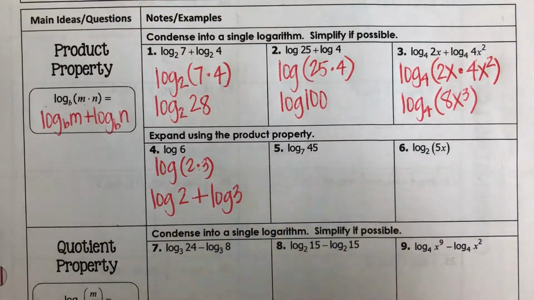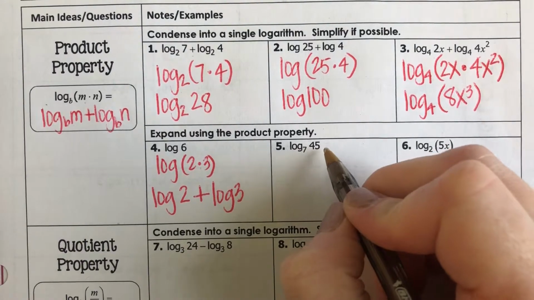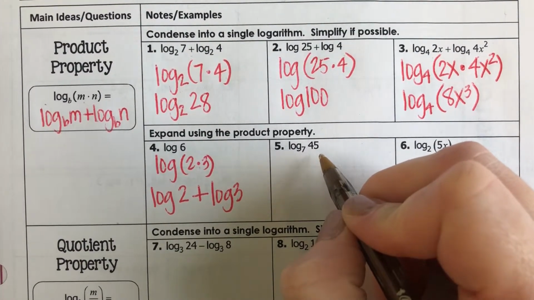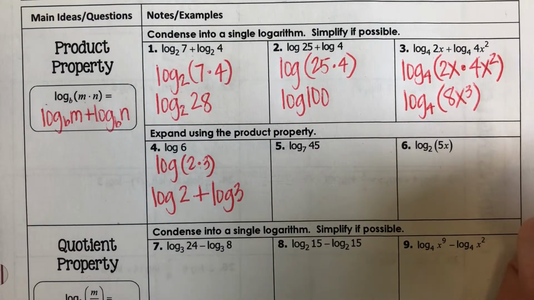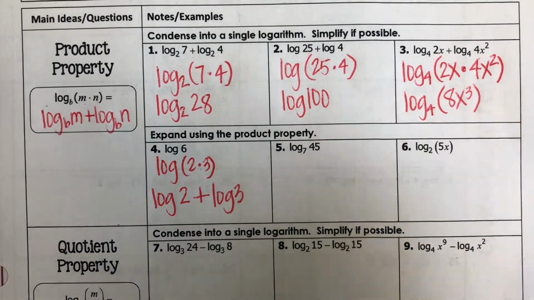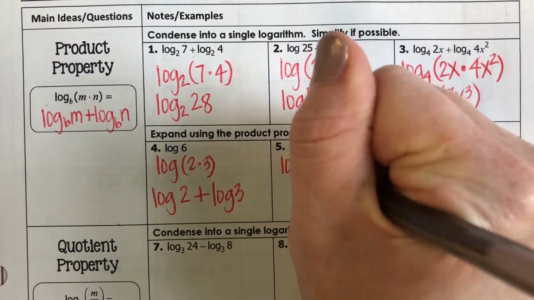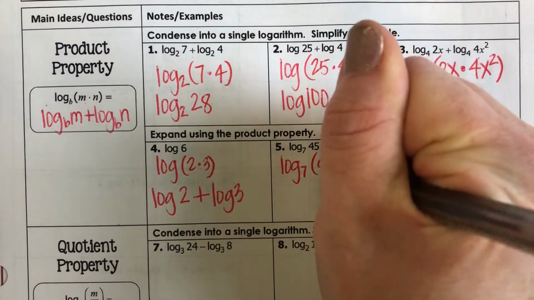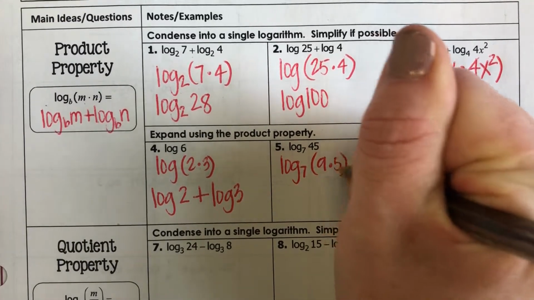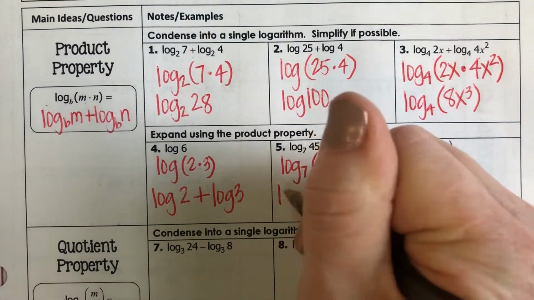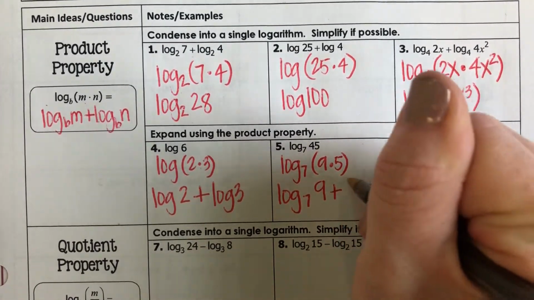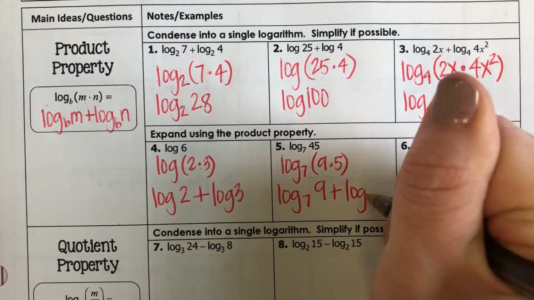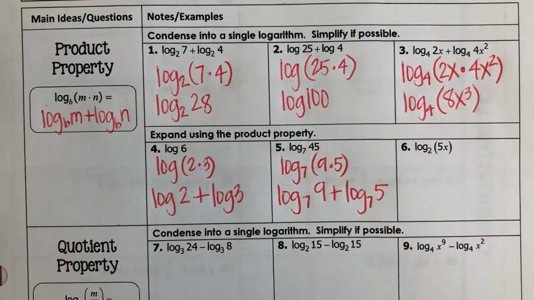Right here with this 45, I'm thinking of two numbers that multiply together to give me 45. I could do 9 and 5. I could also do 3 and 15. Really, the combination of those does not matter. So right here, I'm just going to go with the 9 and 5. So I'm going to break this into 9 times 5, and then I'm going to separate them into separate logarithms.